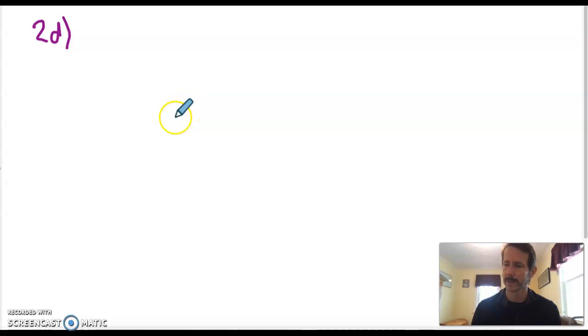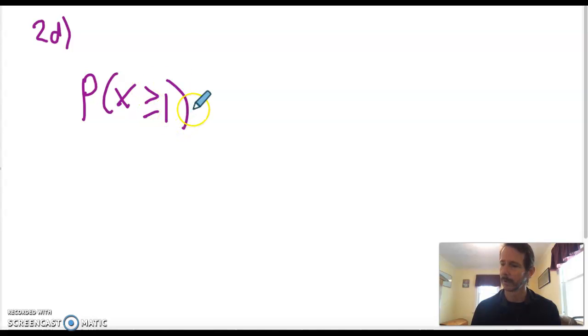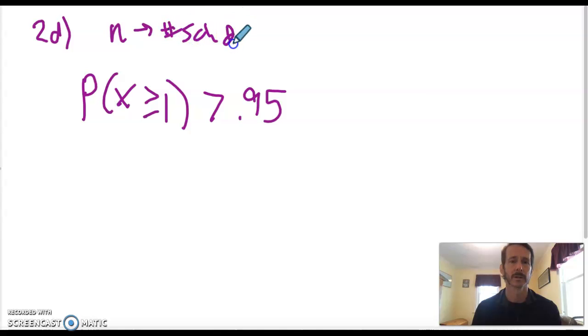The question was, after n school days, the probability that Samantha goes to school by bus at least once is greater than 0.95. Find the smallest value of n. So we're trying to find the probability that she goes to school by bus at least once, which is greater than or equal to 1. And we want that probability to be greater than 0.95. And we're trying to find how many days. So n is the number of school days that she's going to go such that it is greater than 0.95. This is a greater than, not a 7.